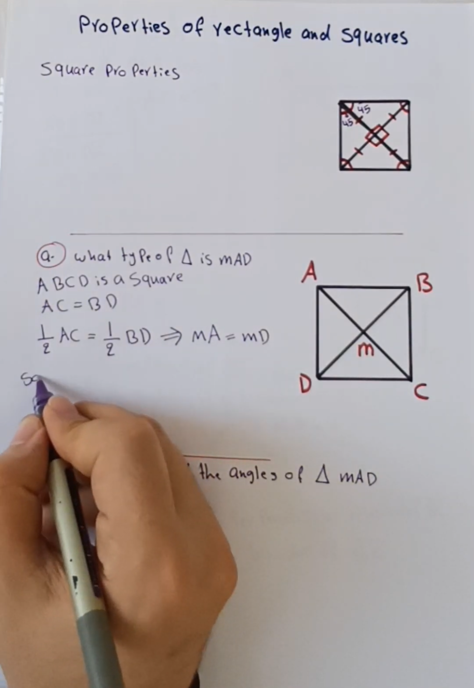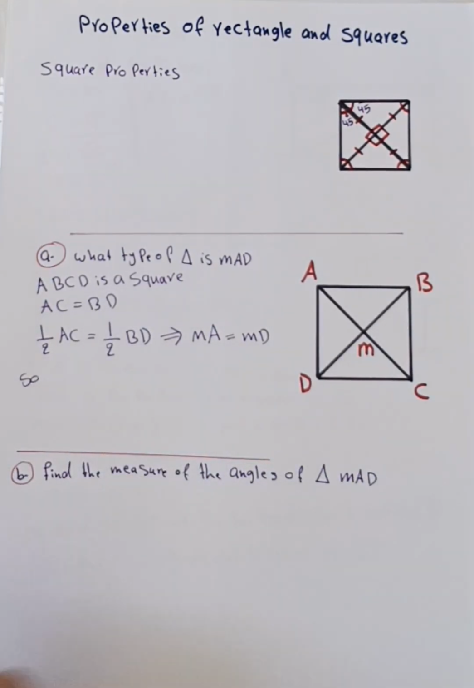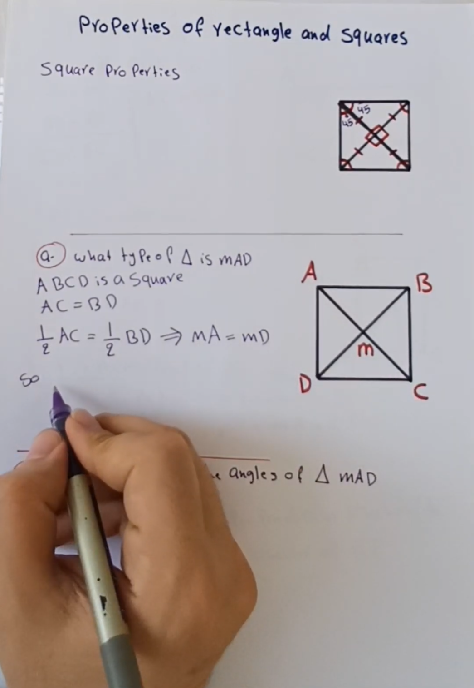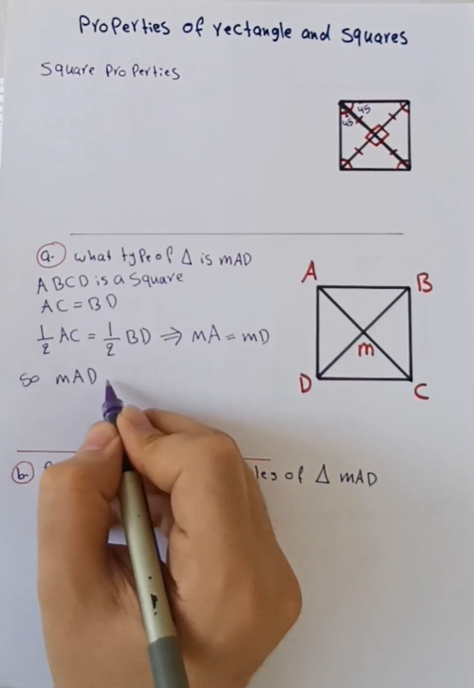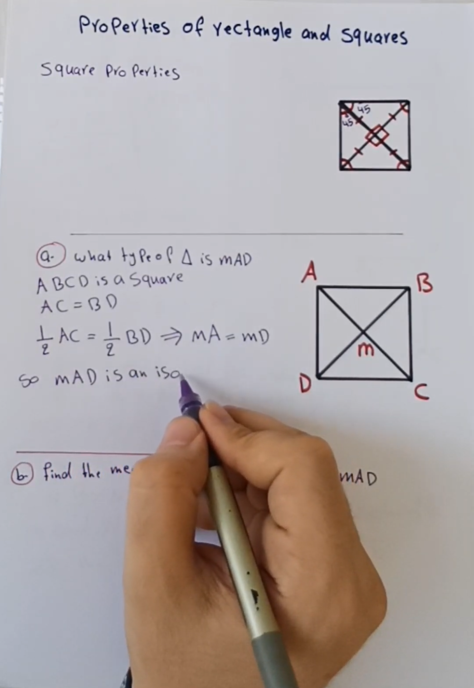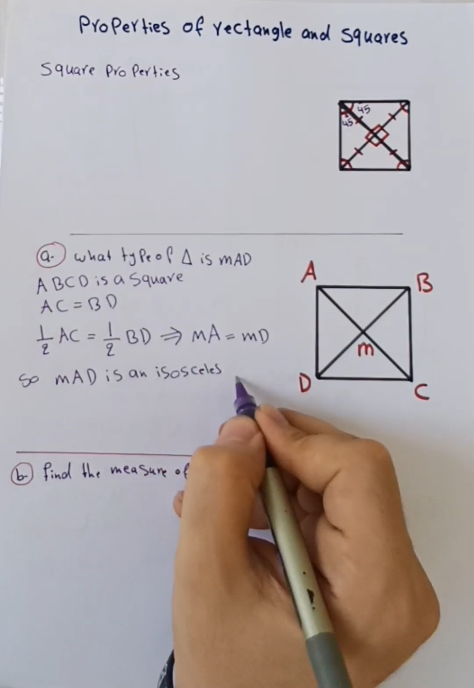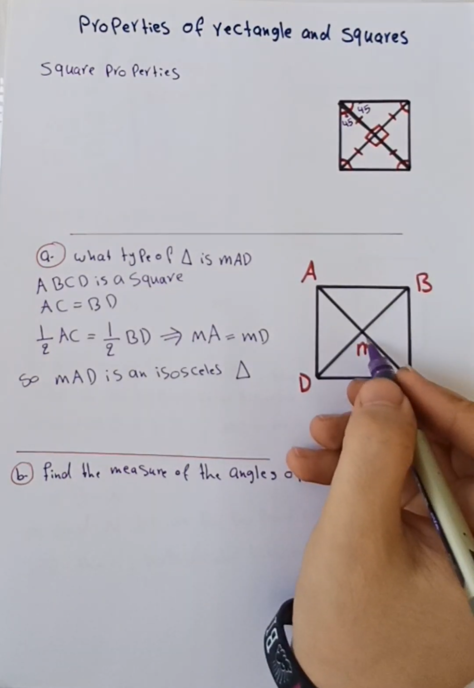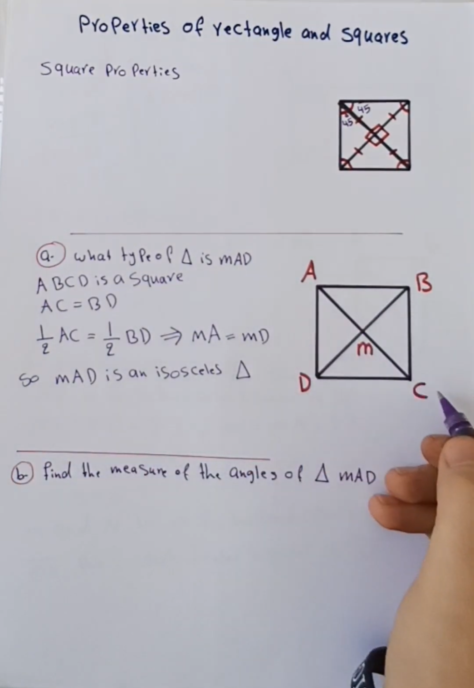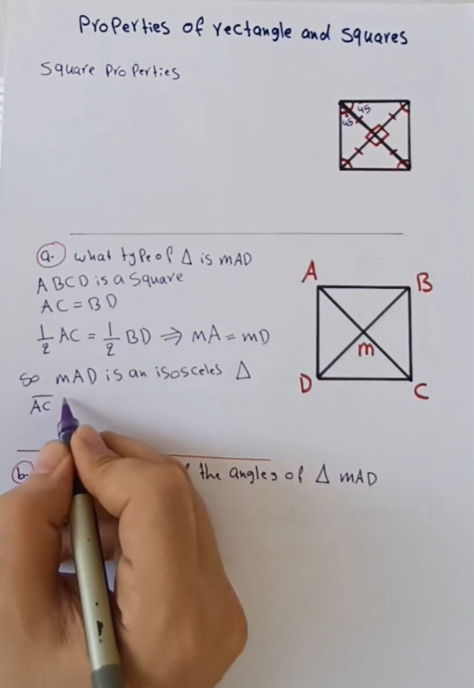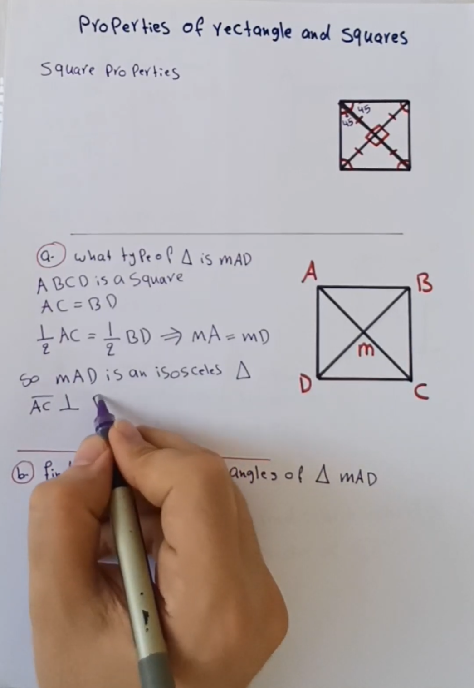So MAD is an isosceles triangle because MA is equal to MD. After that, because this shape is a square, we can say AC is the perpendicular bisector of BD.